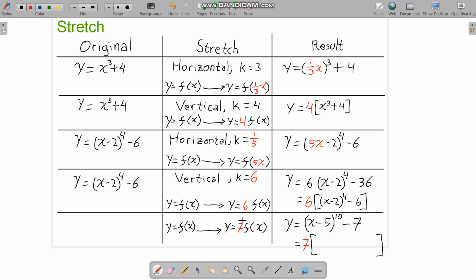And here the change is, we have 7 on the outside, so the original graph must be 1/7 times x minus 5, whole to the power of 10, minus 1. So the original graph is 1/7 x minus 5 to the power of 10 minus 1.